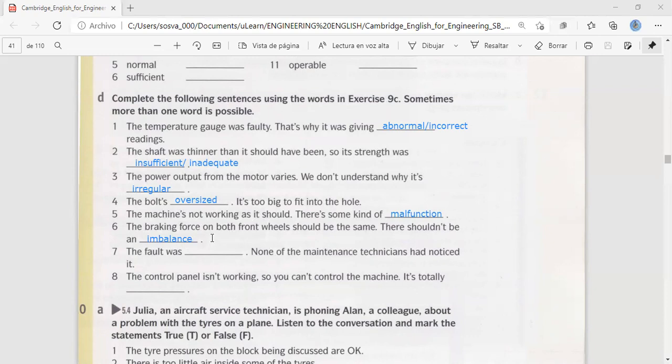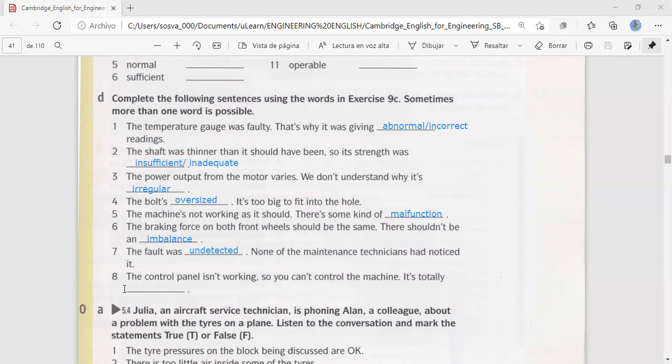Number seven is the fault was known by the maintenance technician and notice it. What happened if none of the technicians notice it? Well, detected, no, undetected. Undetected, yes. And finally, number eight, the control panel isn't working, so you can't control the machine.